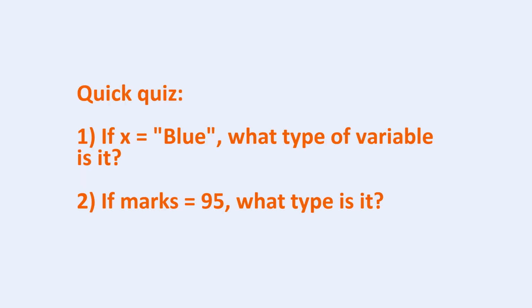Quick quiz. If x equals blue, what type of variable is it? If marks equals 95, what type is it? Answer: string and integer. Well done.